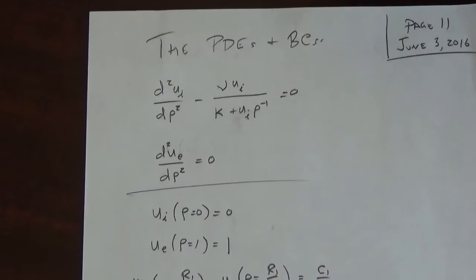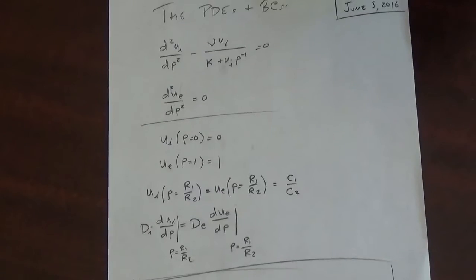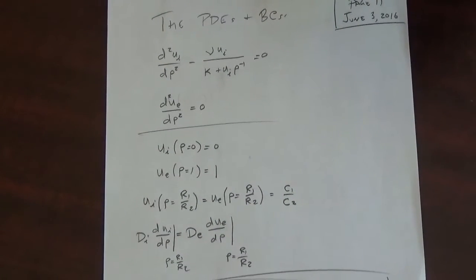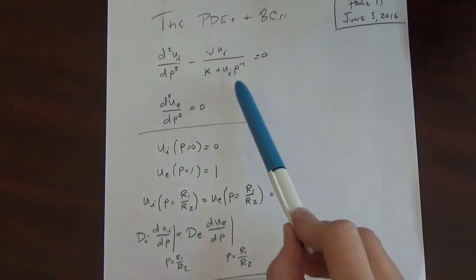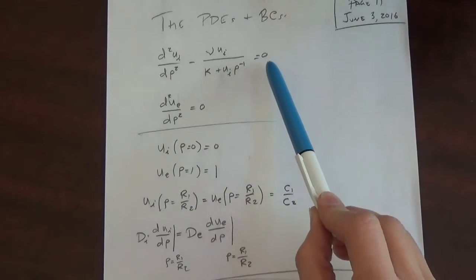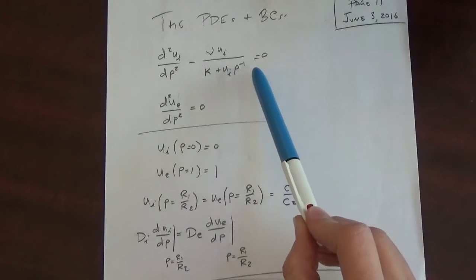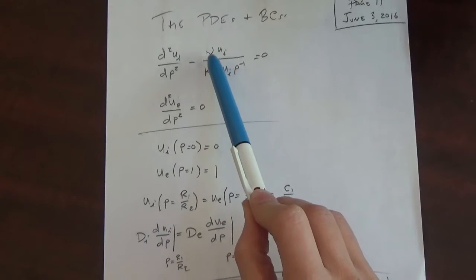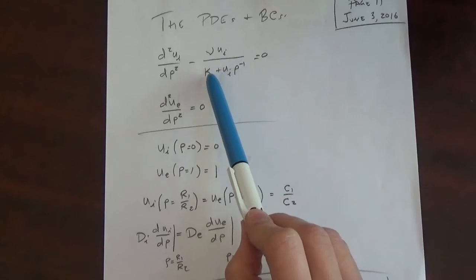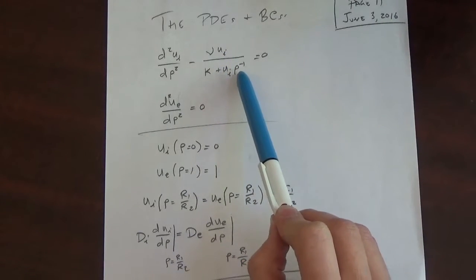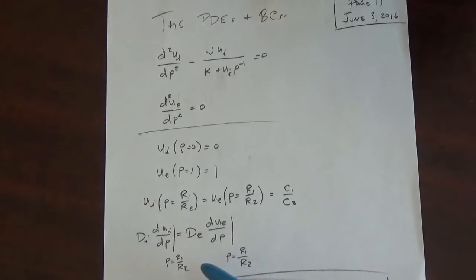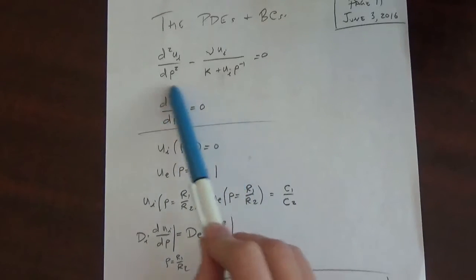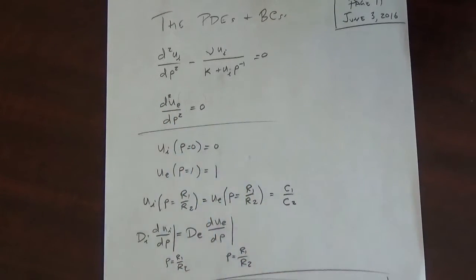Zoom out so you can see it all in one shot. That's it. The first differential equation is a differential equation for the interior, which has a consumption term. That's a minus nu u sub I over kappa plus u sub I, times rho to the minus 1. And then our second is just the exterior, which is just the second derivative of u sub e with respect to rho. And then we have 4 boundary conditions.